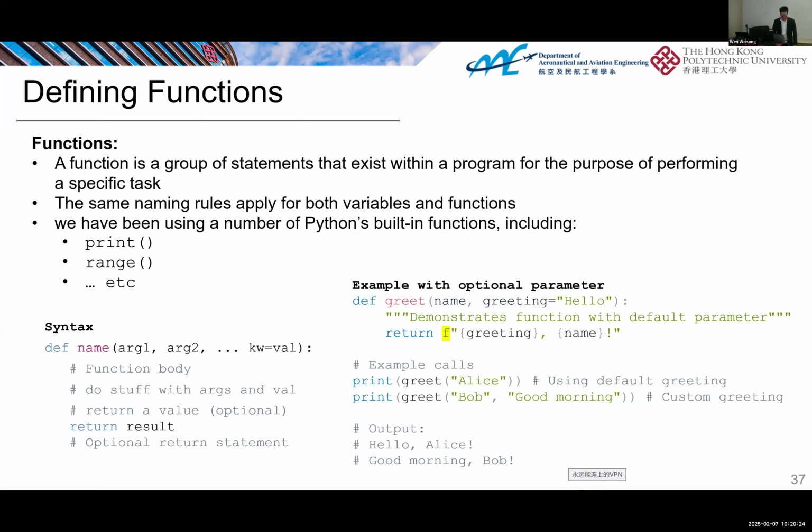The definition of a function is a group of statements that exist within a program for the purpose of performing a specific task. The same naming rules apply for both variables and functions. For example, you cannot start a name with numbers. You can follow these rules for the definition of the names.